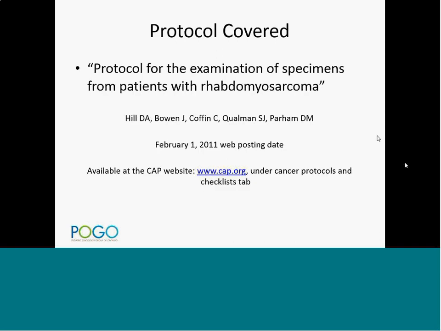I mentioned the protocol that's covered is the one that was posted in February 2011, authors listed there, and it's still available on the website, and I still use it in my practice of rhabdomyosarcoma.